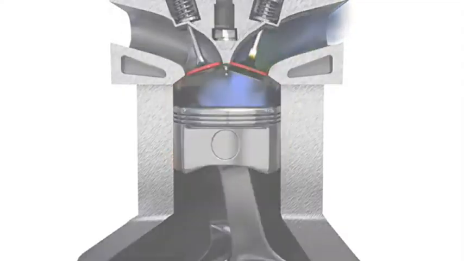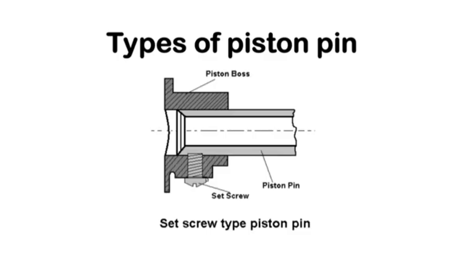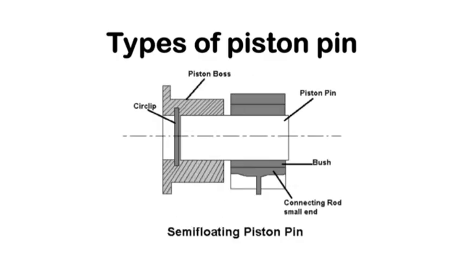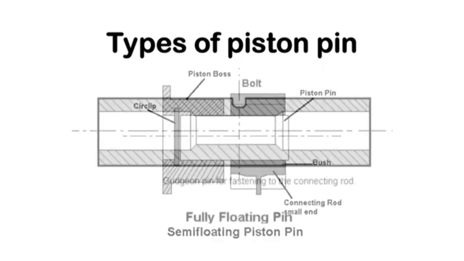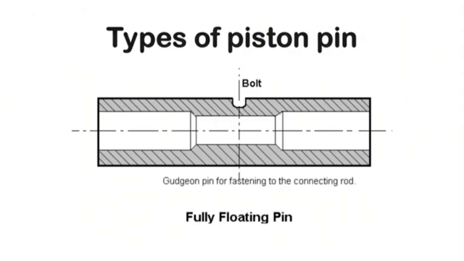process. There are 3 main types of piston pins: the set-screw piston pin, which is fastened to the piston by a set screw; the semi-floating piston pin, which is fastened to the connecting rod by a clamp screw; and the fully floating piston pin, where the pin floats in both piston bosses and the small end of the connecting rod. It is prevented from coming in contact with the cylinder wall by 2 circlips.